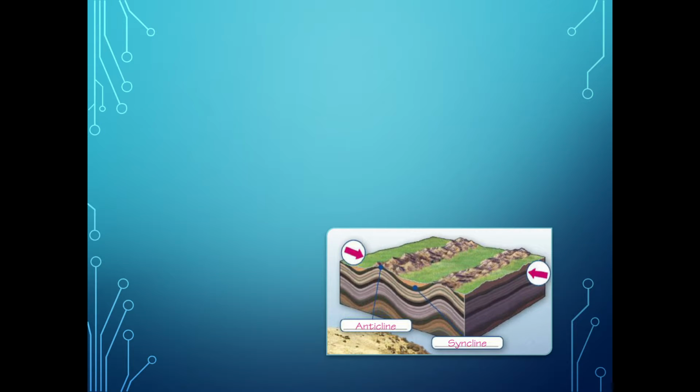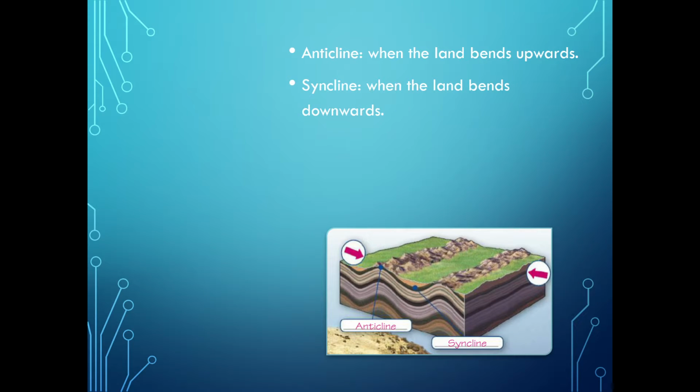Alright, so now we're going to analyze what we were mentioning before, anticline, and we're going to analyze a little bit what syncline is as well. So anticline is when the land bends upwards. So if land starts going up, that means that it is an anticline. We have syncline, which is when the land bends downwards. So if it is going up, anticline, and if it is going down, it's a syncline.